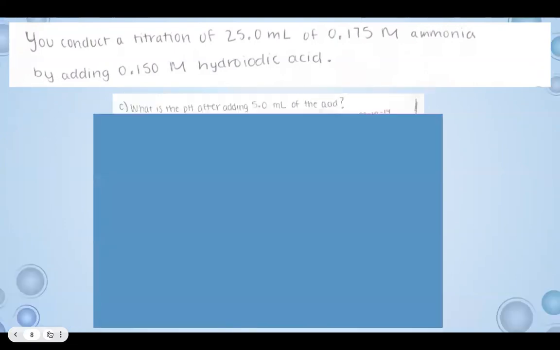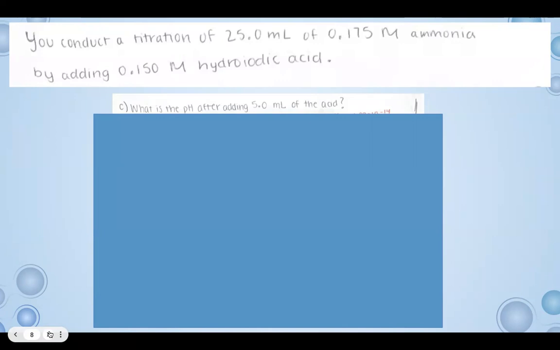Now, for part C, it's asking us what the pH would be after we add 5.0 milliliters of hydroiodic acid. As a general concept, we know that the pH we end up with here is going to be less basic than our original pH from part B because we are adding an acid. So the pH should be less than in part B.